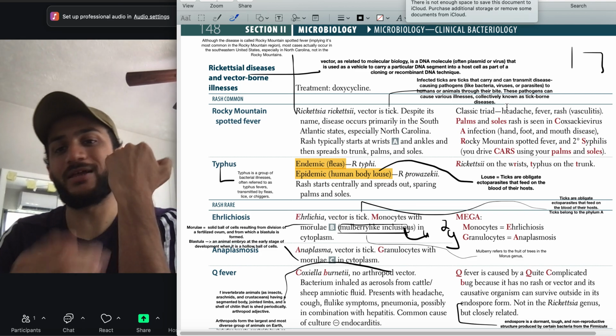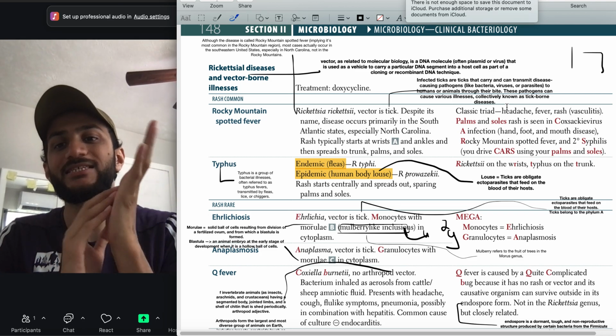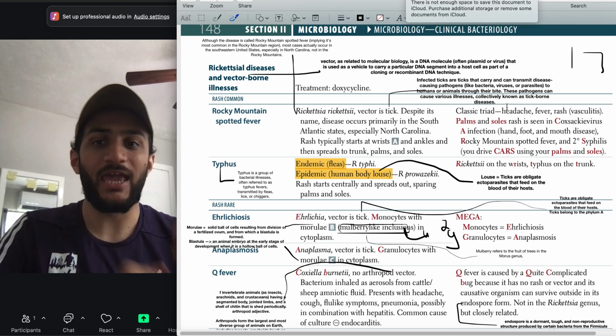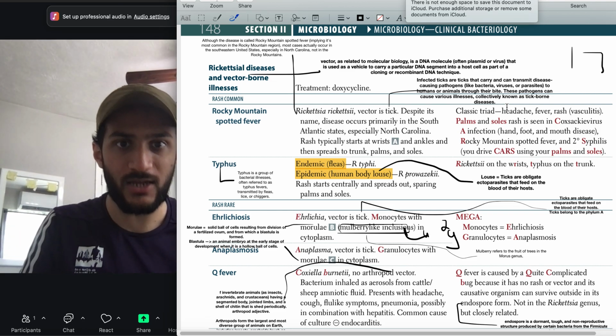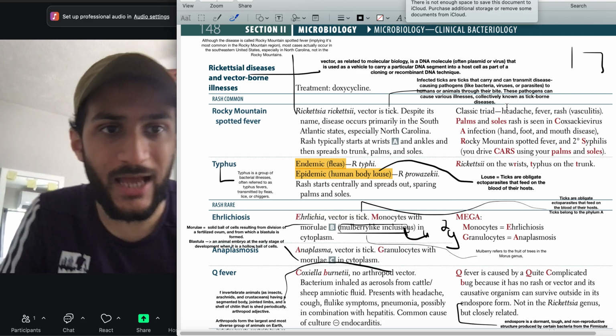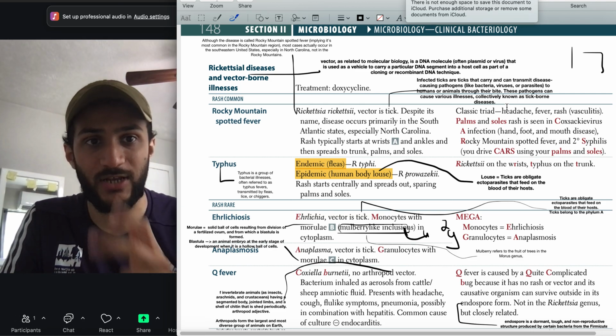Guys, a rash that spreads at the wrist, so your wrists, and it spreads to your palms and your soles. It can also start at your ankles and then spread to the sole of your foot. Classic triad of fever, headache, vasculitis.